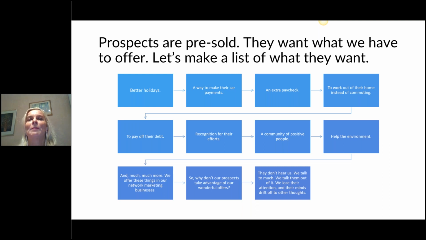Okay, so why don't our prospects take advantage of our wonderful offer when we offer our really great, amazing thing? Have you ever wondered yourself, why don't they just join? Why don't they buy gold? Why can't they see that the monetary system stinks, that we are living in the matrix? What's wrong with these people? Why don't they understand? Didn't they just see in 2008, 2009 banks fall and they couldn't get their money out, and they still don't buy gold? Why? I don't get it. So, because they don't hear us. We talk too much, we talk them out of it, we lose their attention, and their minds, of course, drift off to other thoughts.